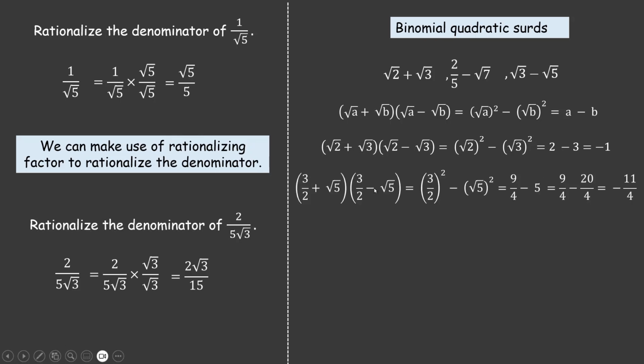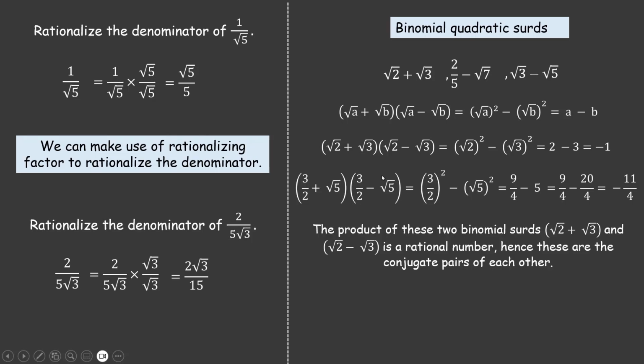Let's look at one more example. 3 by 2 plus root 5 into 3 by 2 minus root 5. When we solve this, we get negative 11 by 4. Now, what we can see over here is that the product of two binomial surds, for example, root 2 plus root 3 into root 2 minus root 3, is a rational number. Hence, these are also called the conjugate pairs of each other. Each binomial surd in the conjugate pair is the rationalizing factor for the other. So, root 2 plus root 3 is the rationalizing factor for root 2 minus root 3 and vice versa.